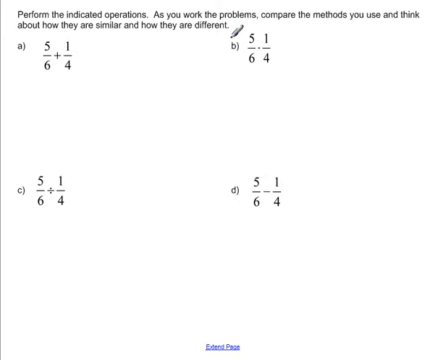So as we go through these, we're going to talk about the different strategies we need to use for each one of them. So our first problem, we're doing addition. Remember, any time you do adding or subtracting, you need a common denominator. So for these two denominators, for the 6 and the 4, the LCD is going to be, think about the smallest thing they both go into. Both 6 and 4 go evenly into 12. So that's the lowest common denominator.